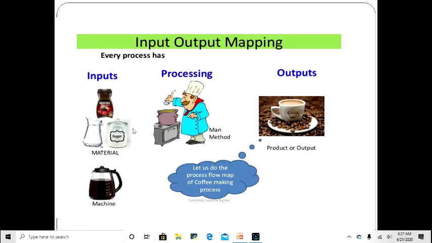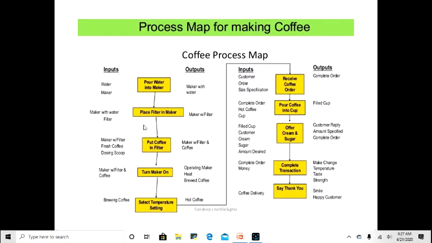Okay, so the input is the raw material. The machine is a coffee maker, and there is a person who is going to do it, and this is the output, that is, the coffee being produced like this. So input material, processing, and then the output. Right? These are the steps. Everyone is aware of the steps, right?